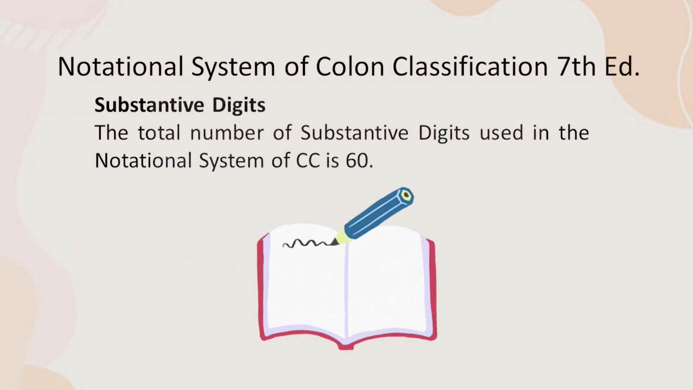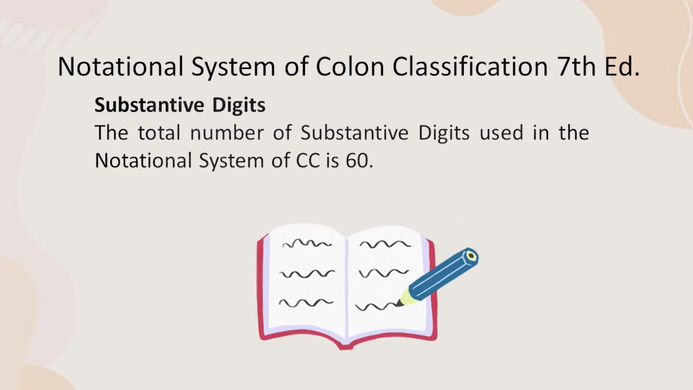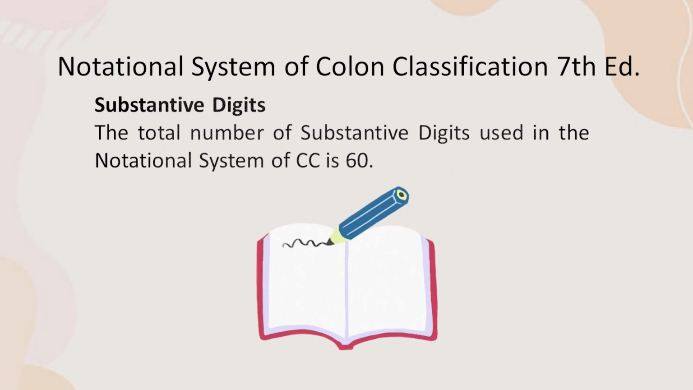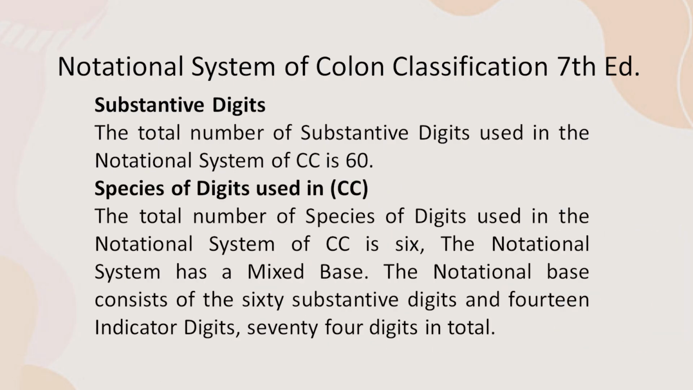Now we discuss the notational system of colon classification, 7th edition. The total number of substantive digits used in the notational system is 60. And within this, the species of digits used in the notational system of CC is 6. The notational system has a mixed base. It consists of 60 substantive digits and 14 indicator digits, in total 74 digits.